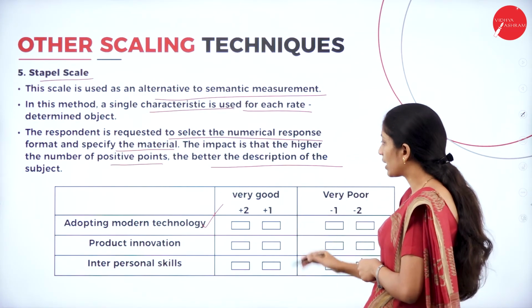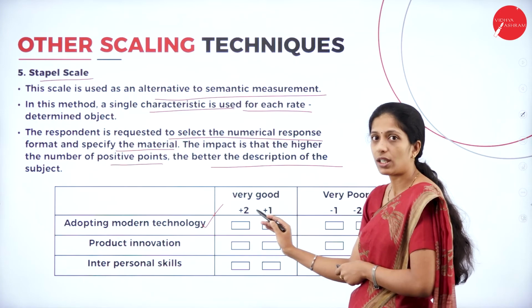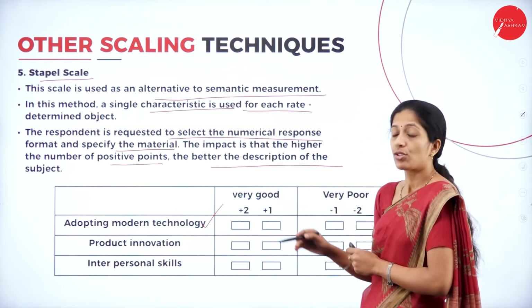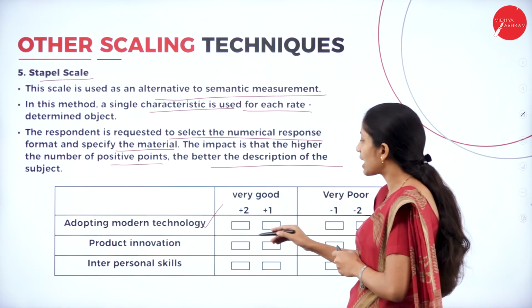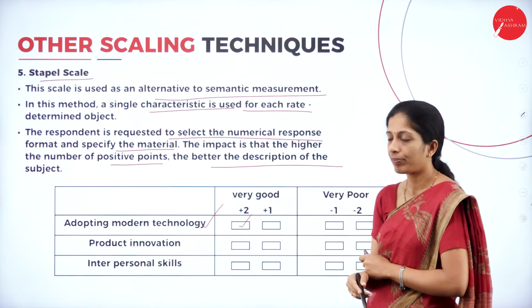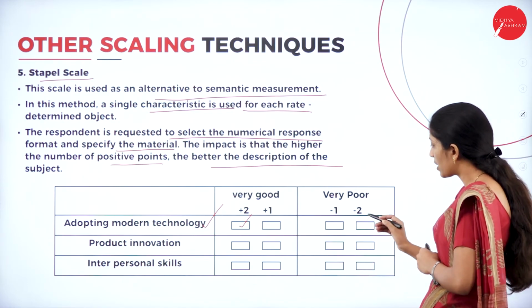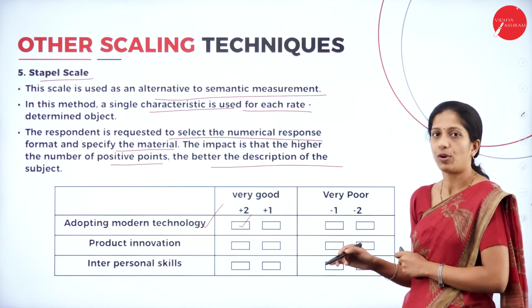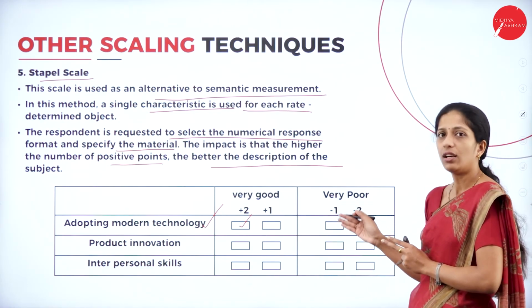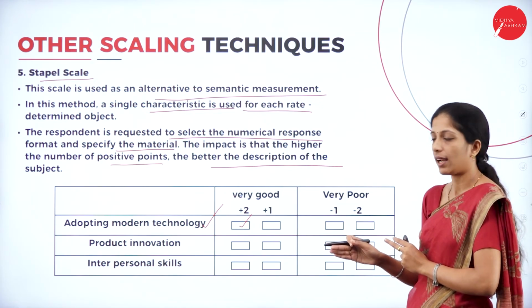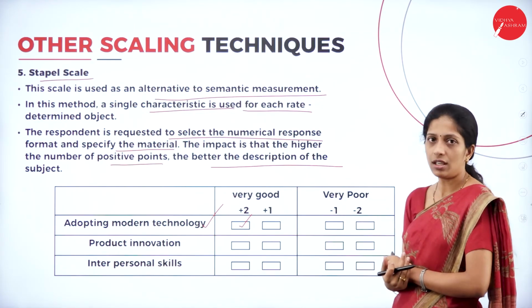Now, how are they going to give the options? Here there is very good, +2, +1. So, if the respondent is more satisfied, then +2. Okay. So, very poor. How poor is it? If it is -2, in the sense it is very poor. If it is -1, then a little bit okay. Like that they are going to give the options.